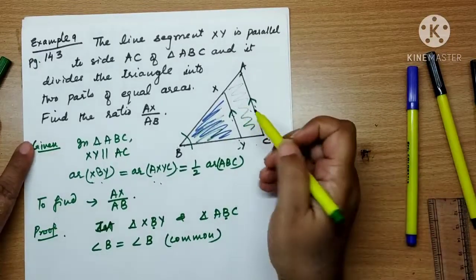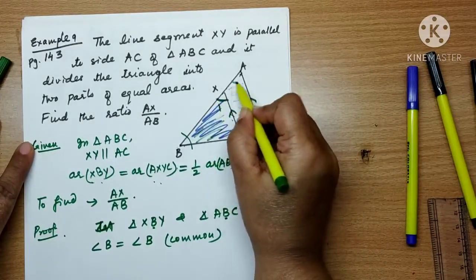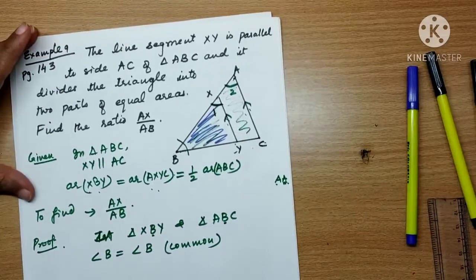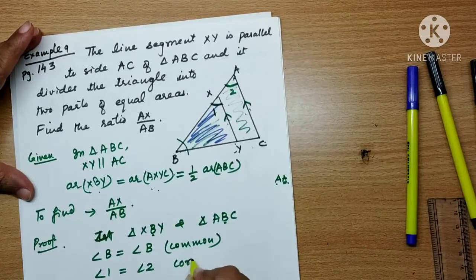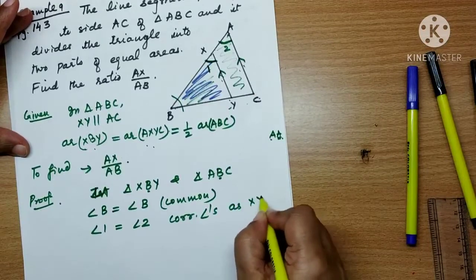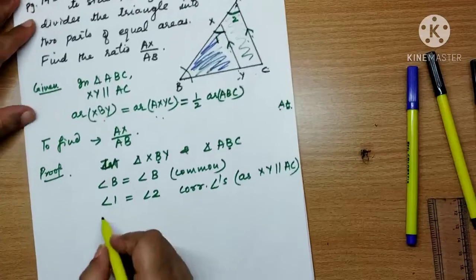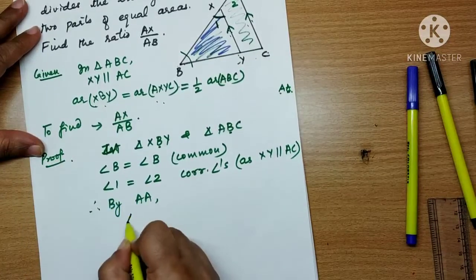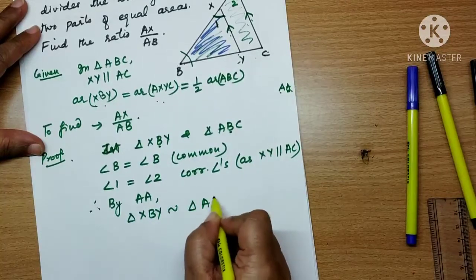Now what is given is the lines parallel. If the lines are parallel, then these angles are what kind of angles? They are corresponding angles, right? Good. So angle 1 is equal to angle 2, corresponding angles, as XY is parallel to AC. Therefore, by AA, we have triangle XBY similar to triangle ABC.